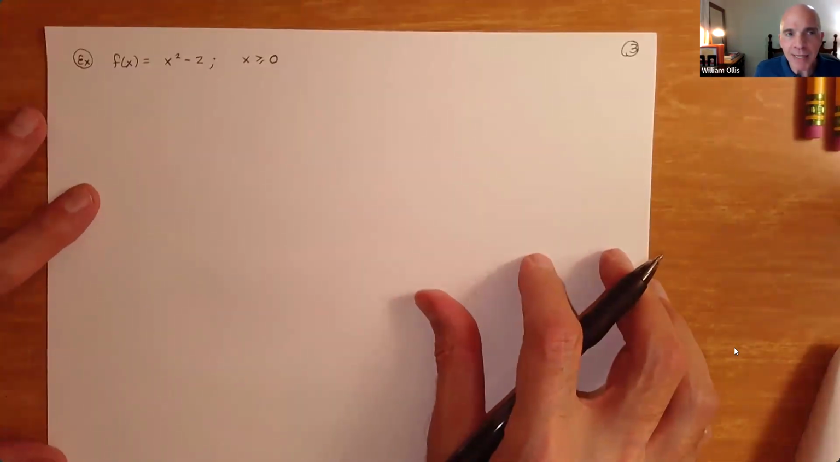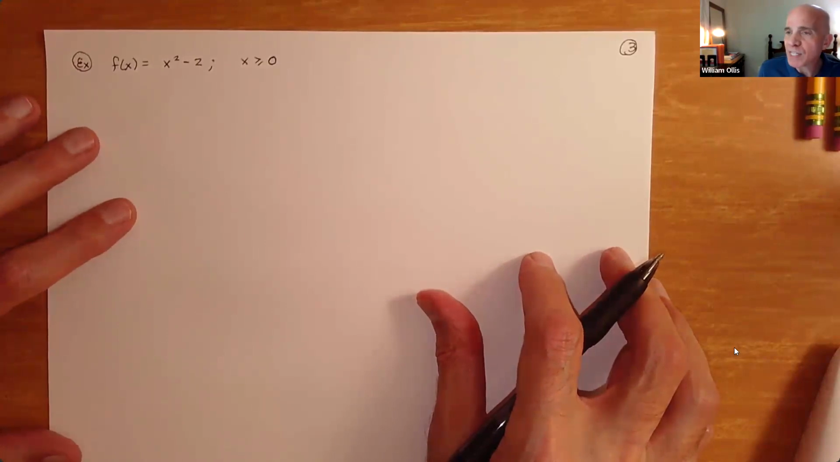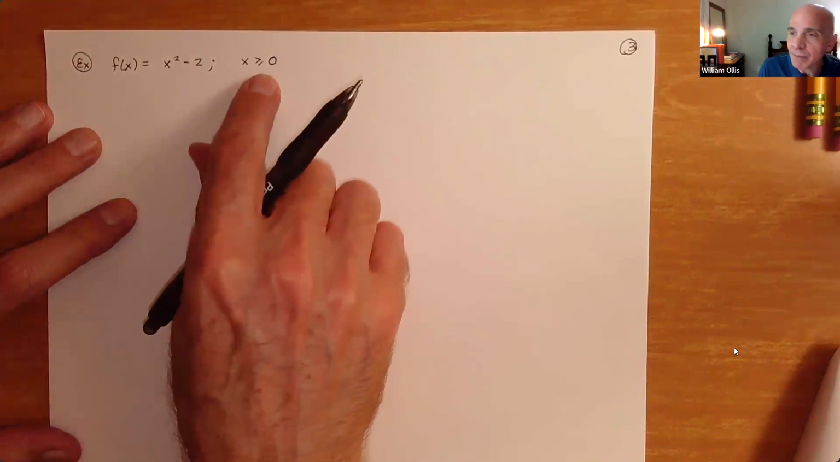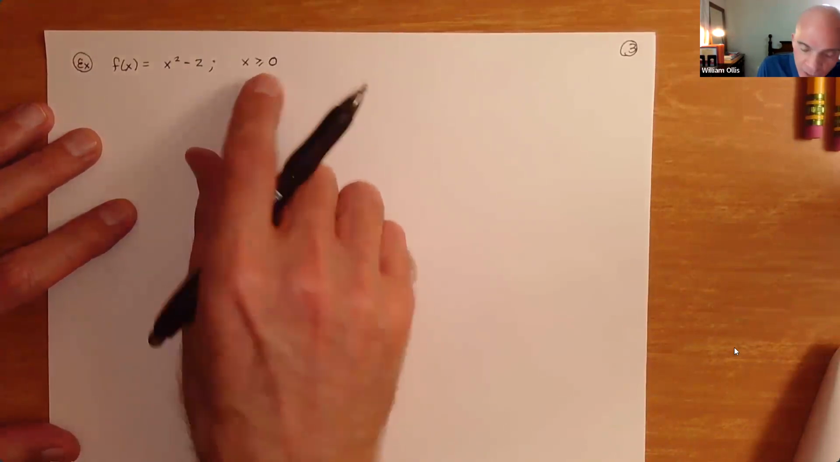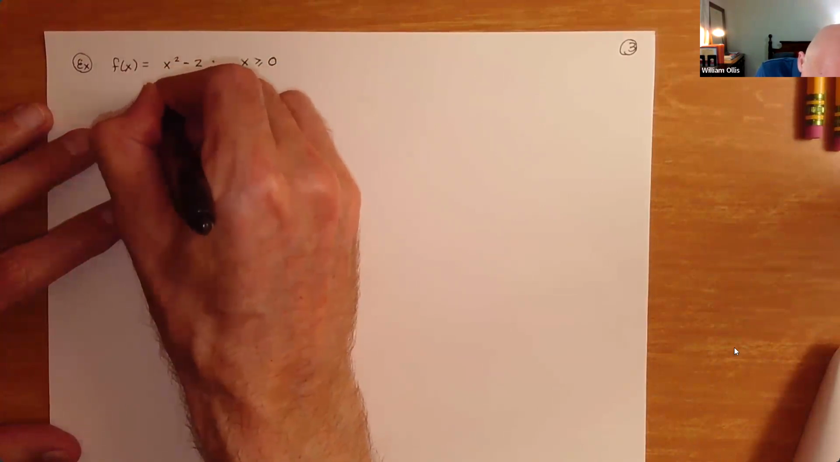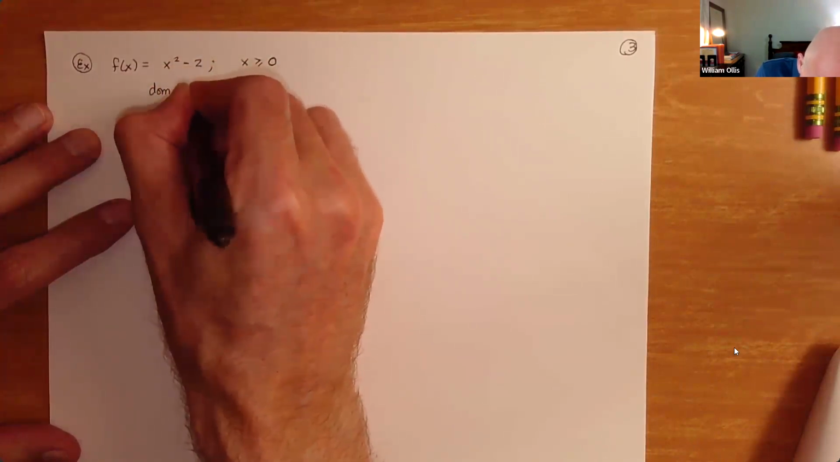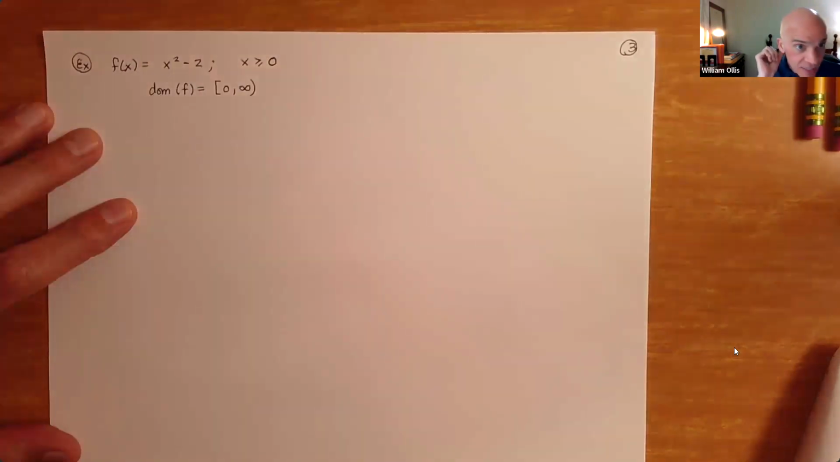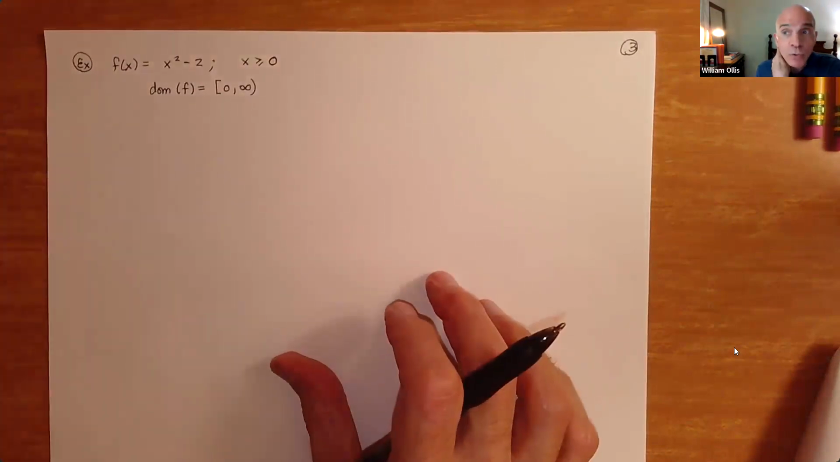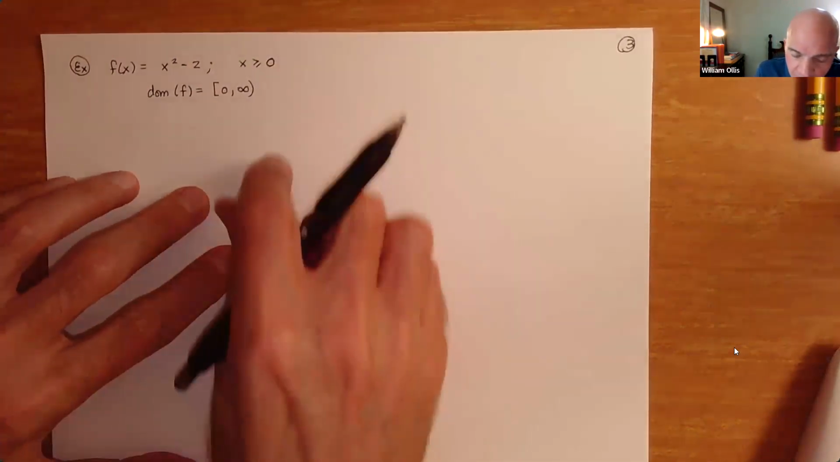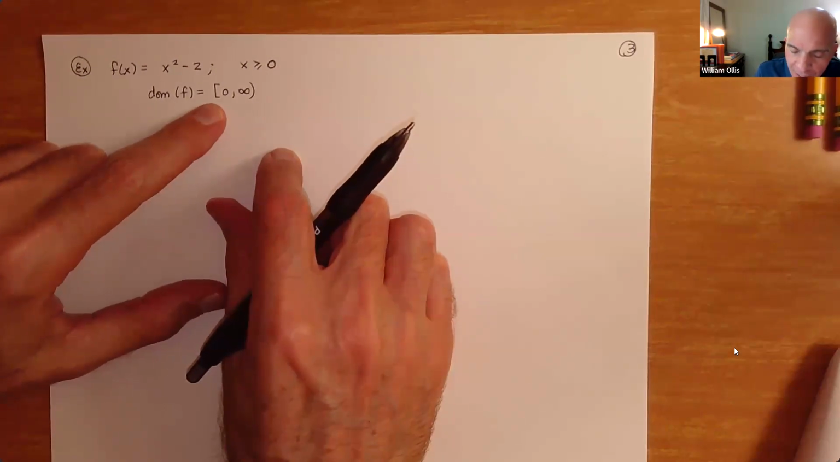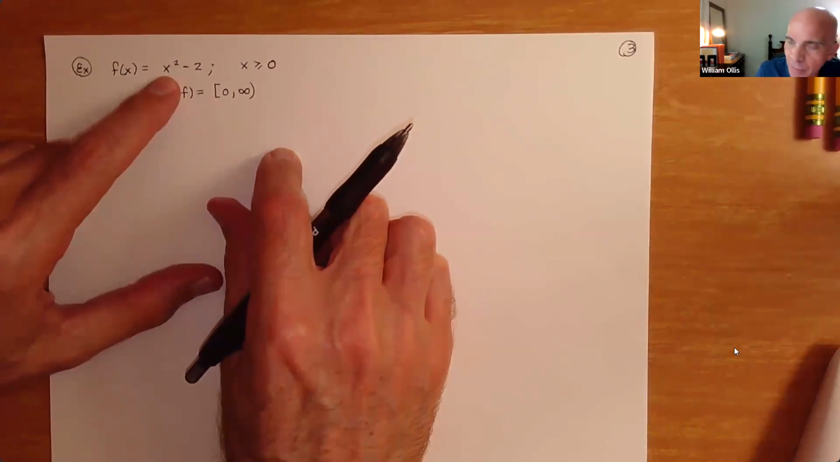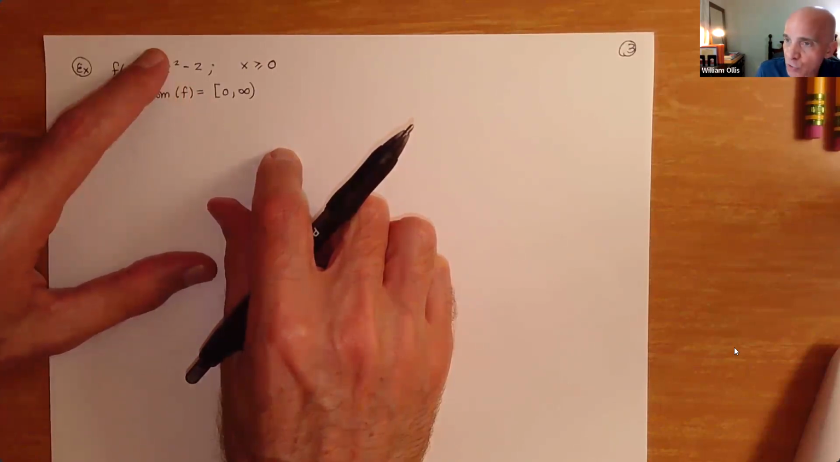So here the domain is provided to us. We're not simply taking the largest possible domain. We have a domain that provides the one-to-oneness, so to speak. So here we can say the domain of f is 0 to infinity. That is all x that are equal to 0 and greater. And then, of course, if the values of x are 0 and greater, that means the minimum of f is simply -2. And then, of course, the values will grow after that.